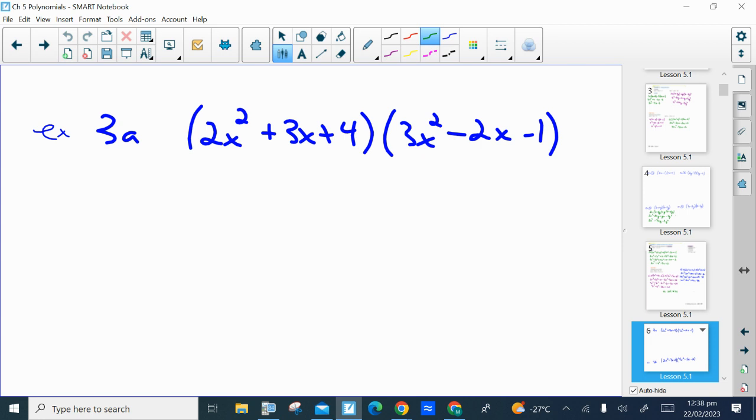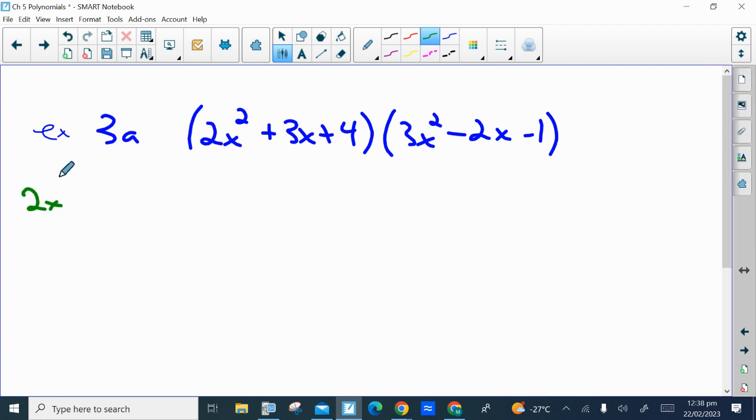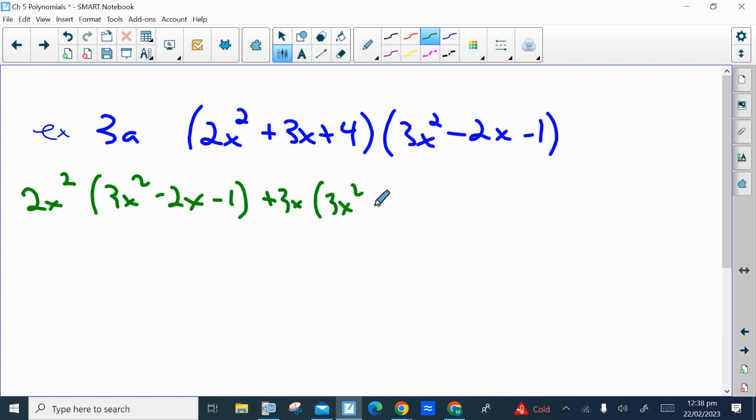So we're going to multiply every term in one bracket by every term in the other bracket. So I'm going to do this by taking the 2x squared, the first term in the first bracket, multiplying it by each term in the second bracket. The second term in the first bracket is a positive 3x. It's also multiplied by all three terms in the second bracket. And then the last term in the first bracket, again multiplied by all three terms in the second bracket.